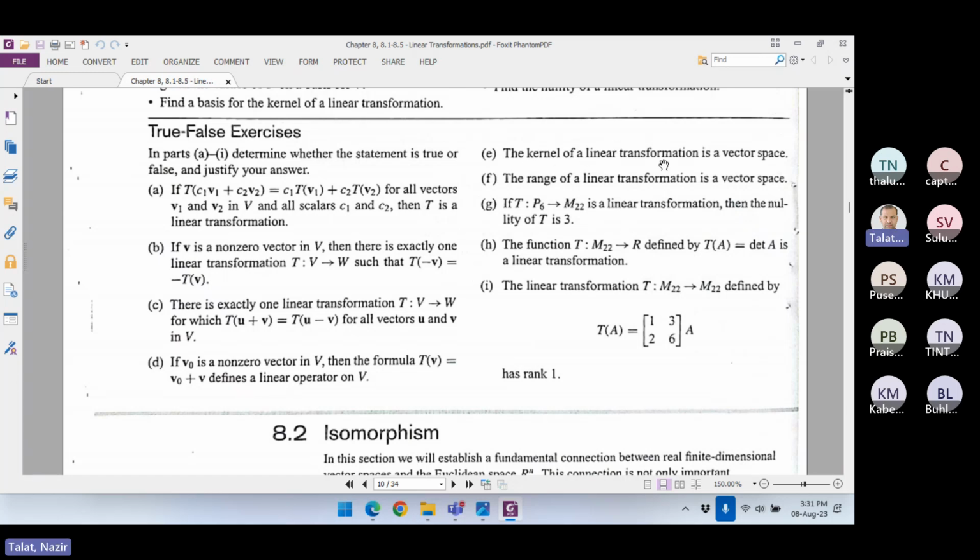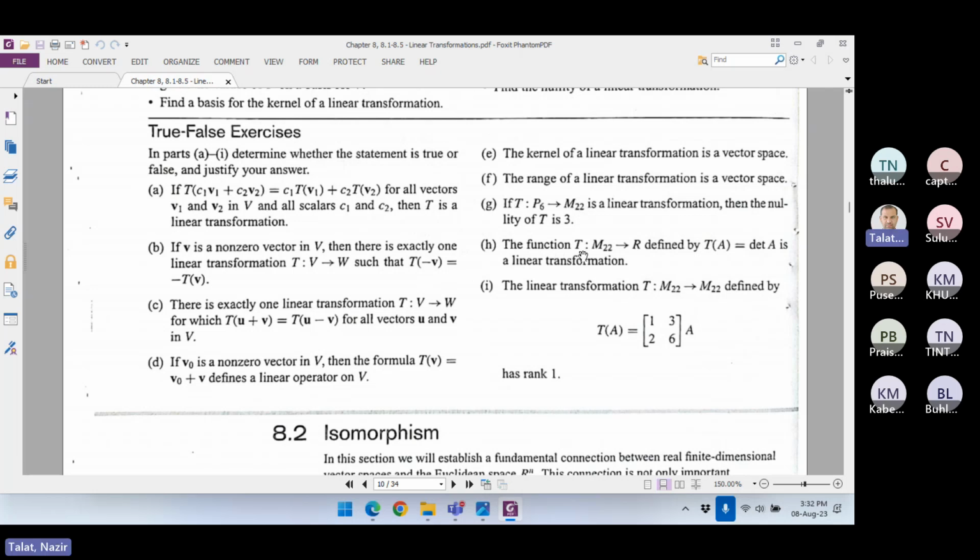If v naught is zero, then this will become a linear operator. The kernel of a linear transformation is a vector space. Yes, the kernel is always a vector space or subspace, and the range of a linear transformation is also a vector space or subspace. Now, if T is a linear transformation from P6 to M2x2, then the nullity of T is 3. This needs to be computed to see whether it becomes 3 or not.